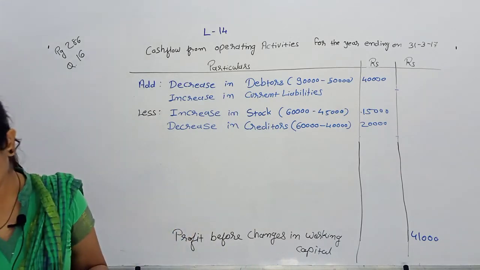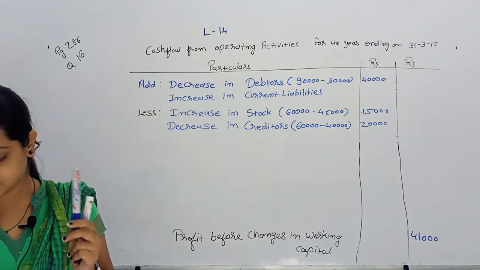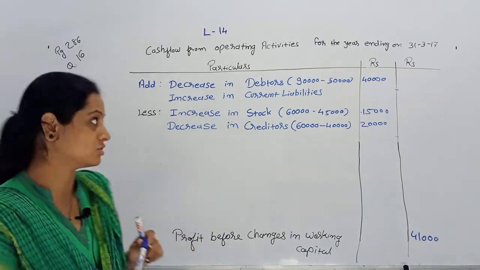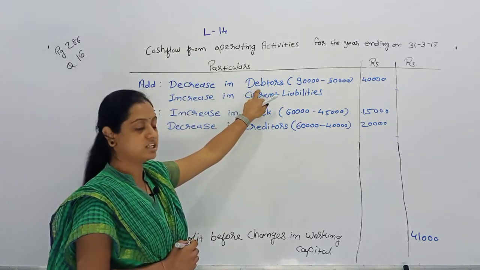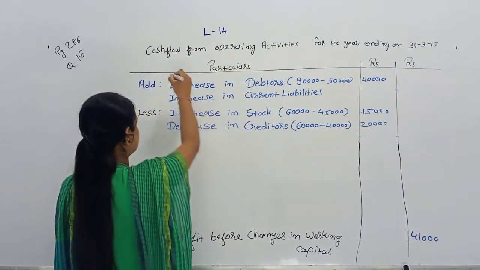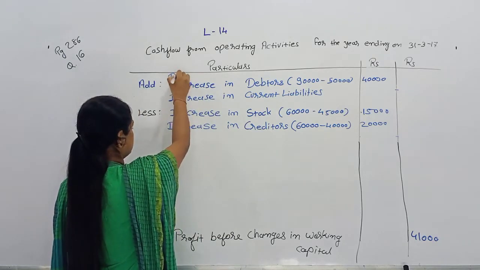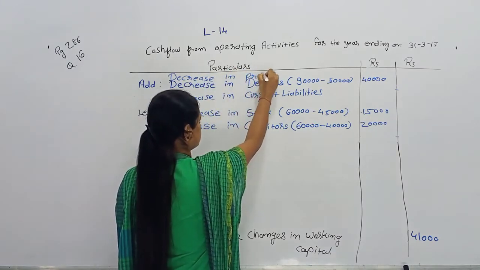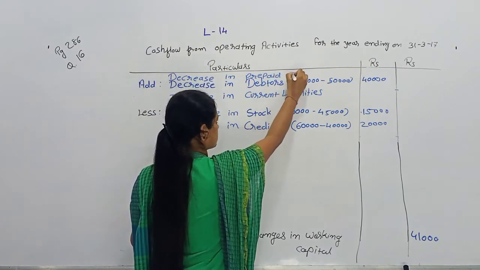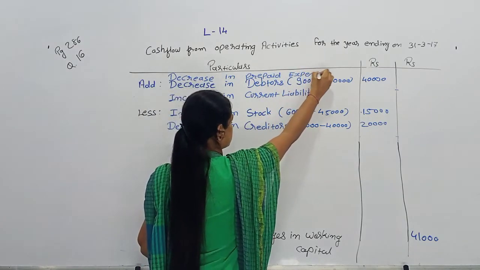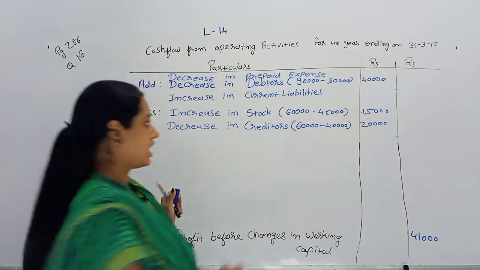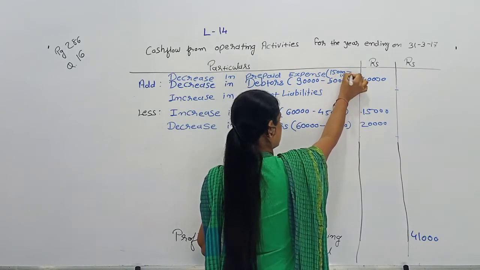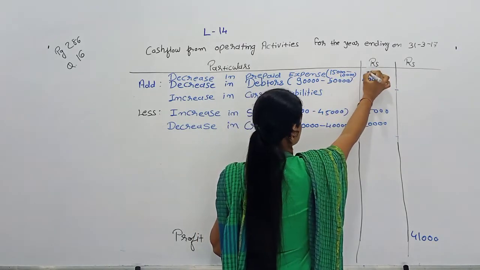Right? Then next, that is prepaid expense. In the beginning of the year it was 15,000 and at the end of the year 10,000. So decrease in current assets. That means we have to write, I am writing this here, decrease in prepaid expense. Amount 15,000 minus 10,000. Amount is 5,000.